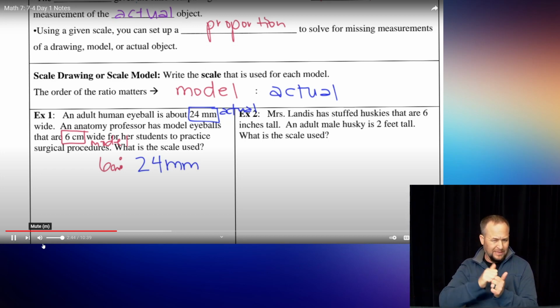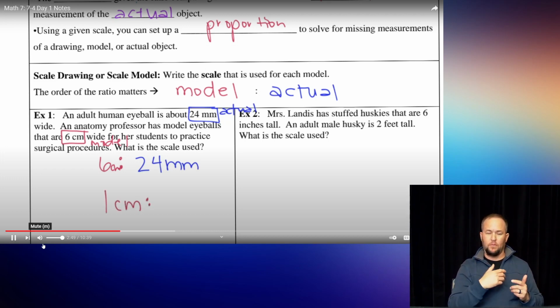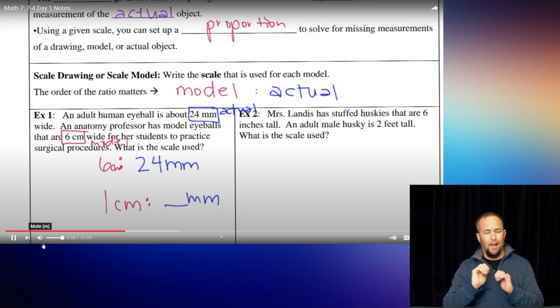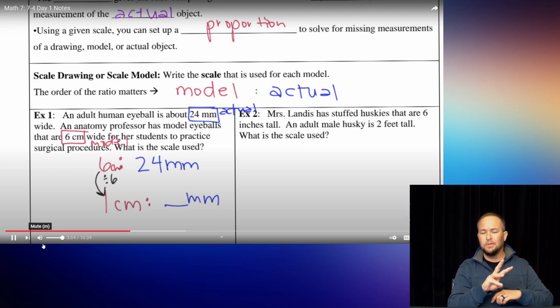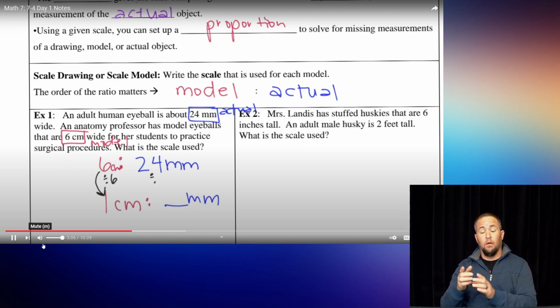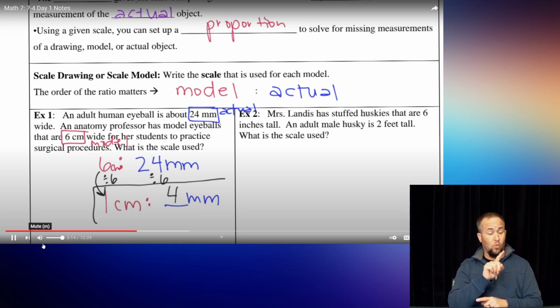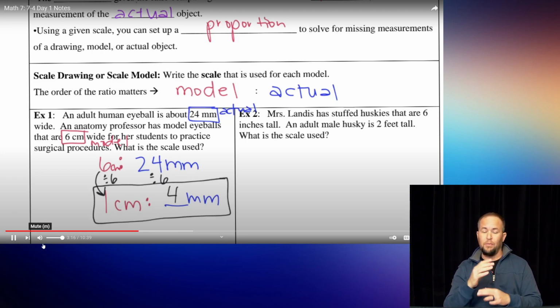But you're trying to get this down to 1. So I know that I want 1 centimeter, and I want to figure out what the scale model is for blank millimeters. So in order to do that, I'm just trying to figure out that scale. How did I get from this number to this number? And essentially all we're doing there is dividing this by 6. So therefore, same thing for the 24s. 24 divided by 6. Therefore, our scale here is 1 centimeter is represented by 4 millimeters, comparing this human eyeball.